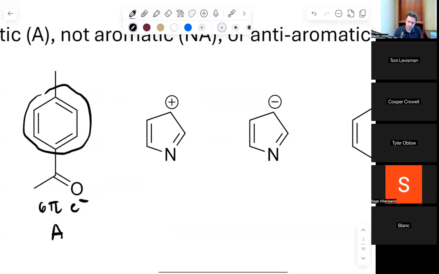All right. This next one's a ring. It is fully conjugated. There's double bonds and/or charges and/or lone pairs on every atom here. There's no sp3 carbons anywhere here, which is the killer of conjugation. So it's a ring, it's fully conjugated, but there's only 4 pi electrons. So if it follows every rule except it has 4n pi electrons instead of 4n plus 2 pi electrons, that makes it anti-aromatic.